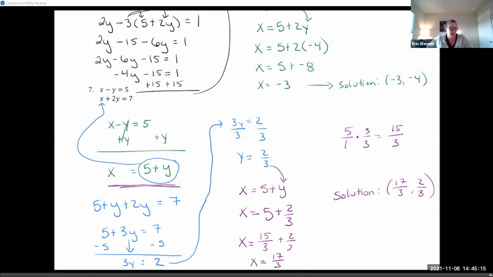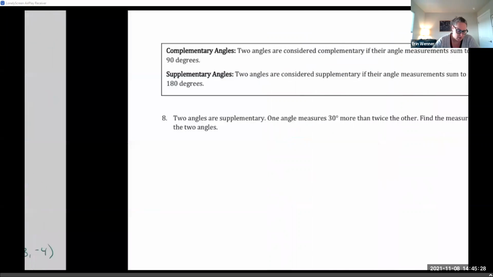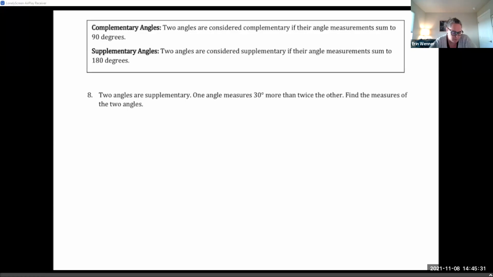So solving these systems of equations as just the set of equations I've given you is very much a vacuum situation. But we want to be able to apply this to word problems. So if we go to the next page, we have in that information box some reminders. So, definition about complementary and supplementary angles. Two angles are considered complementary if their angle measures sum to 90 degrees. So if I have angle X plus angle Y, they're going to equal 90 degrees.